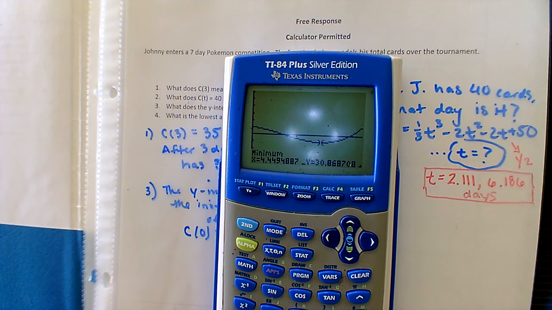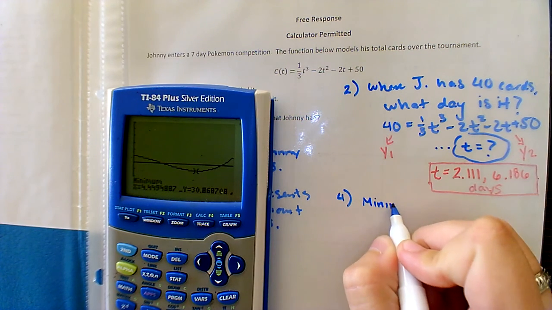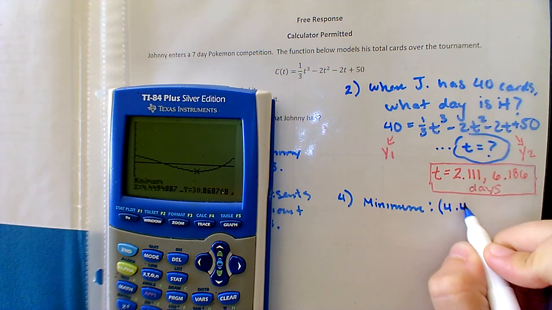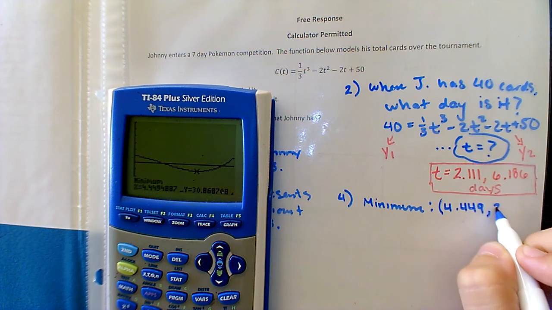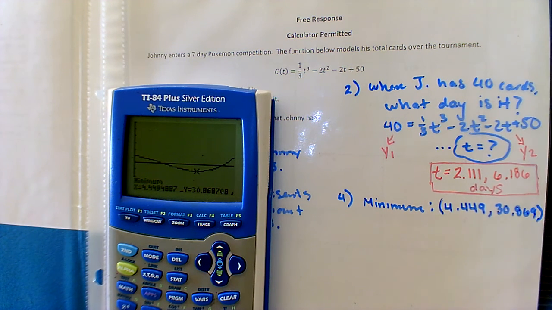Now that the screen says minimum, okay, that is the lowest point according to that condensed section you gave the calculator. Do we all have the same number roughly? Okay, so let's go ahead and write that down. The minimum, let's see, it happens at the point 4.449 and 30.869. Okay, we'll go to 3 decimal places.